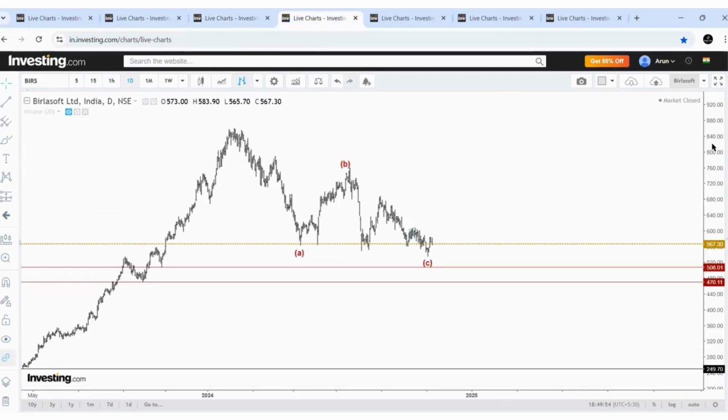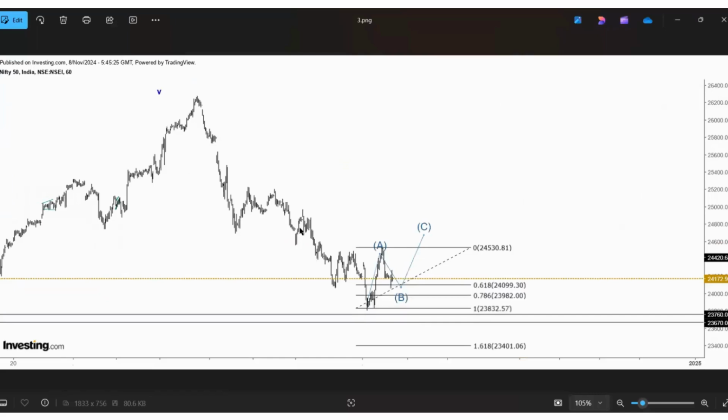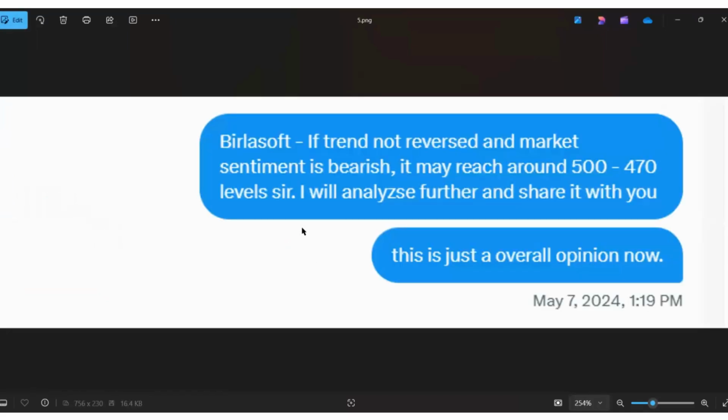And okay, this example, Birlasoft, I chose this example to explain that with the help of Elliott waves during May. Okay, during May itself, I expected the price may reach around 500. Okay, during May was here. Let me share that one. This one on May 7. Okay, if the trend is not reversed and market sentiment is bearish, it may reach around 500 to 470, right? So this is just an overall opinion which I shared with one of our followers on May 7th.